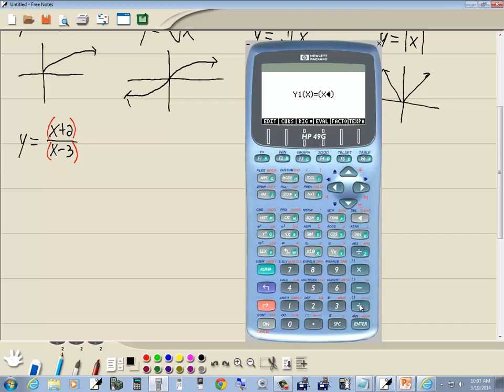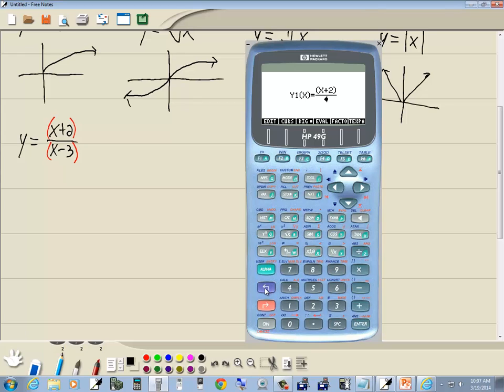So I'll put x plus 2. I'm inside the parentheses right now, so I'm going to do a right arrow key. I'm not outside of the parentheses now, am I? If I started doing a divide, see where it's at. That isn't what we want, necessarily. So I do a backspace, and I'll do the right arrow key one more time to get out of the parentheses. Then I'll do a divide.